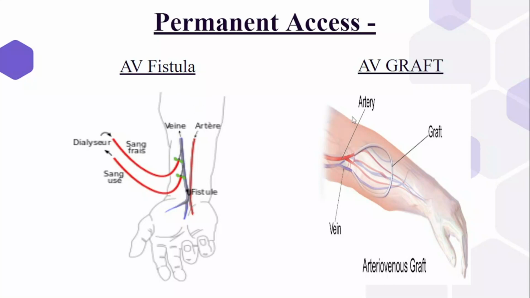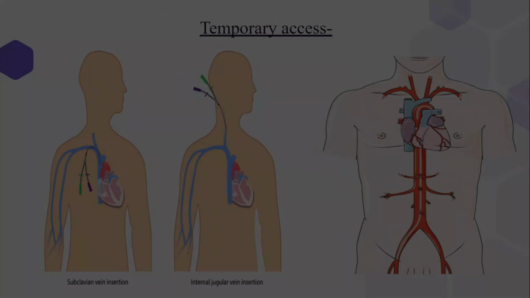Another is the AV graft. Here a U-shaped or tube-like structure is placed between the artery and a vein, diverting the pressure of the artery into a vein. Then it forms an AV graft, and through this access we get blood from the patient's body, right? This is the type of permanent access in hemodialysis patients.